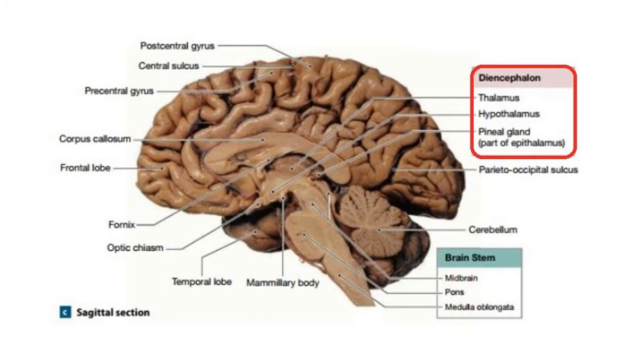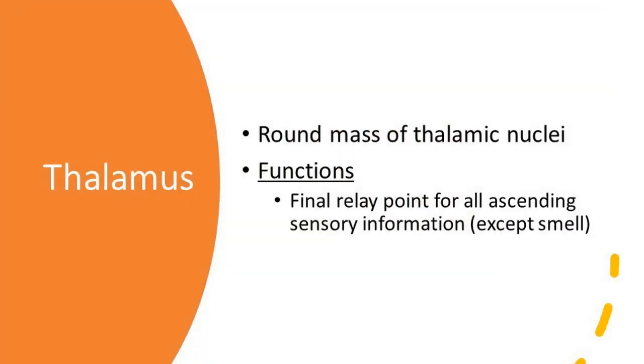Thalamus is a round mass of thalamic nuclei, and their function is this is a final relay point for all the ascending sensory information. So remember, the sensory information is always going to go from the body to the brain. So it is called ascending sensory information. But all this sensory information goes up to thalamus first, except smell. So smell is not relayed via thalamus.